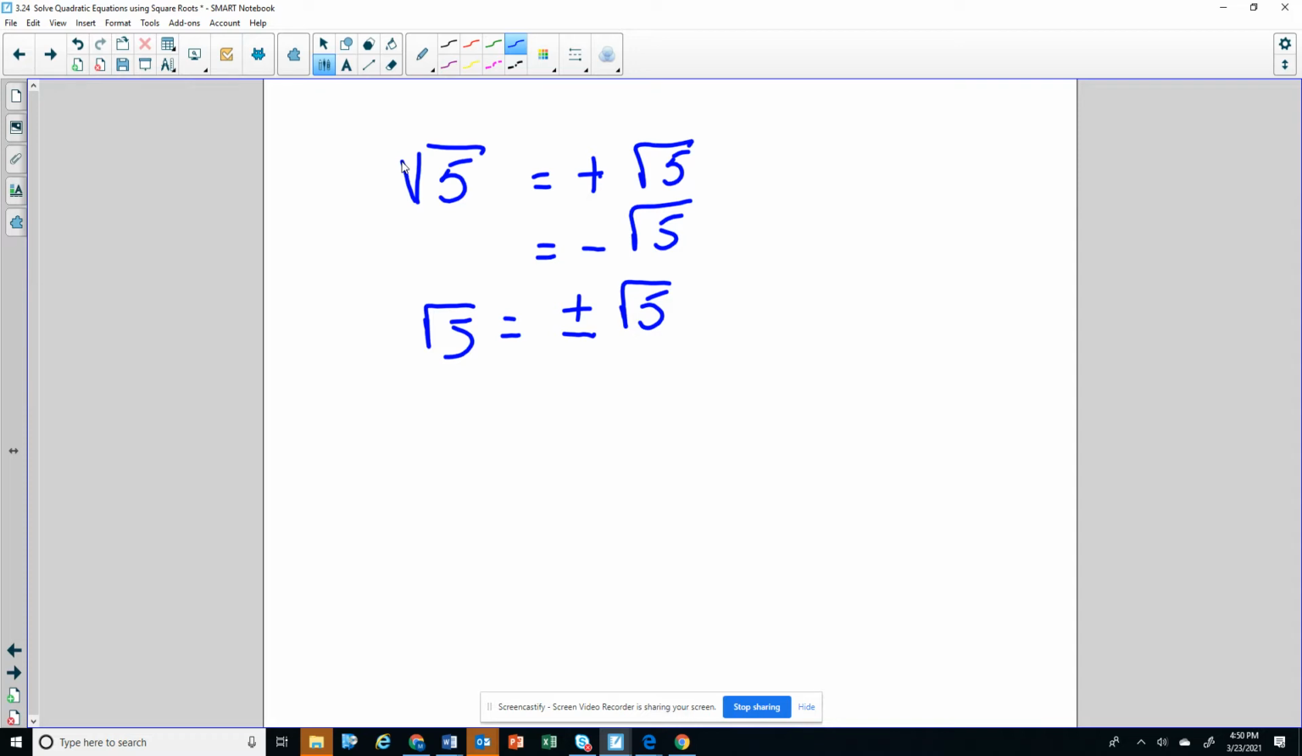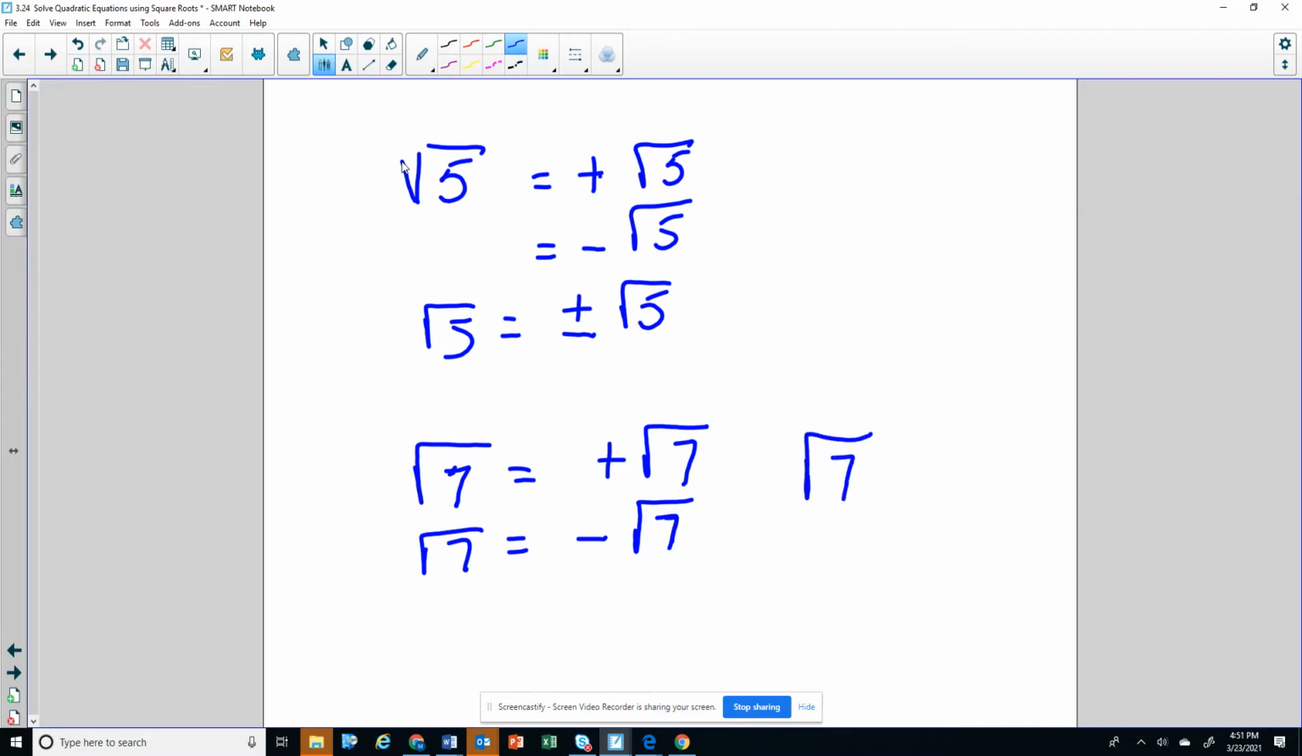Just remember that. Let's try another one. The square root of 7. That is not a perfect square. So I know I'm going to get a positive square root of 7, whatever that number is, and also a negative square root of 7. But I can abbreviate that. I can write the square root of 7 is equal to positive and negative square root of 7.